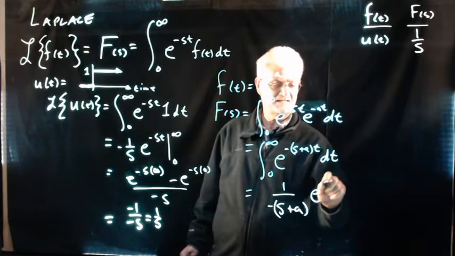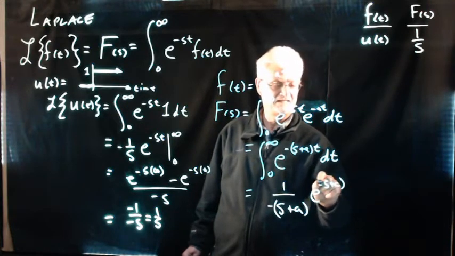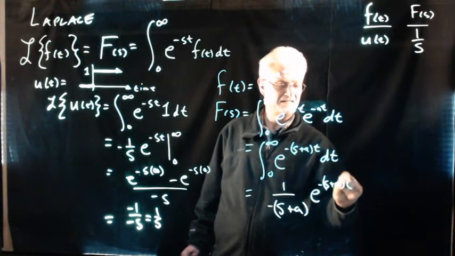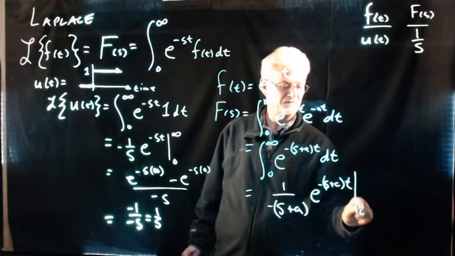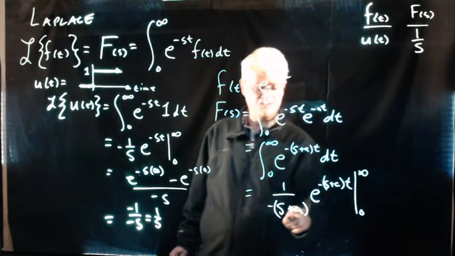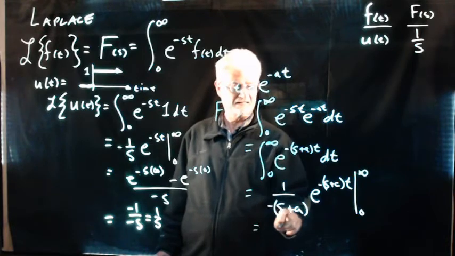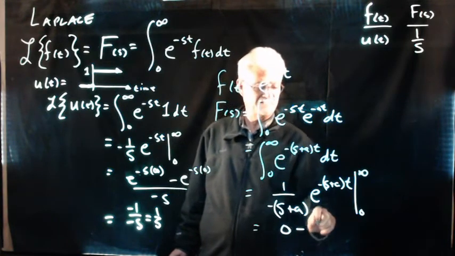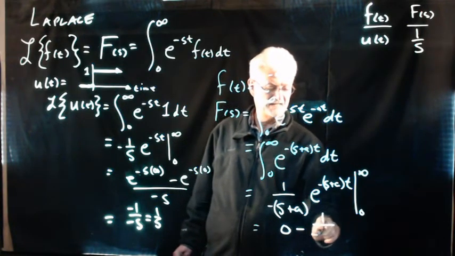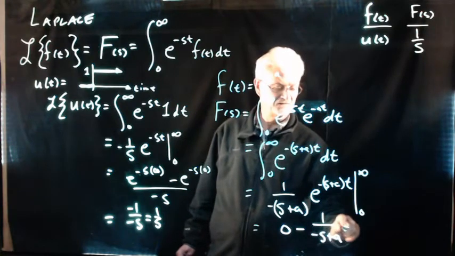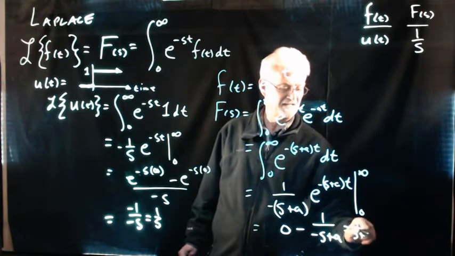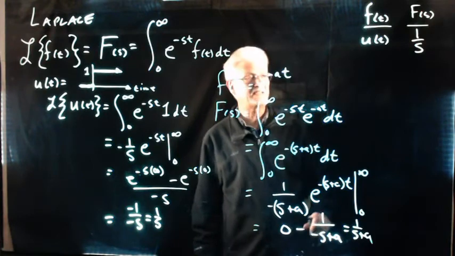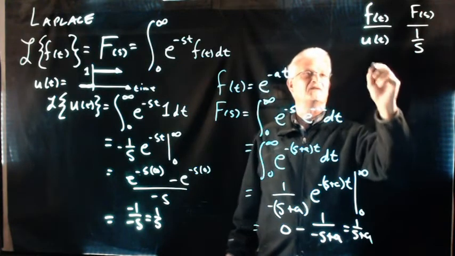times e to the minus s plus a t, evaluated from 0 to infinity. And if we put in the limits there, what we're going to get is that this is going to be 0 minus 1 over minus s plus a, which is going to be 1 over s plus a. Okay, so now we have a second element in our Laplace transform.